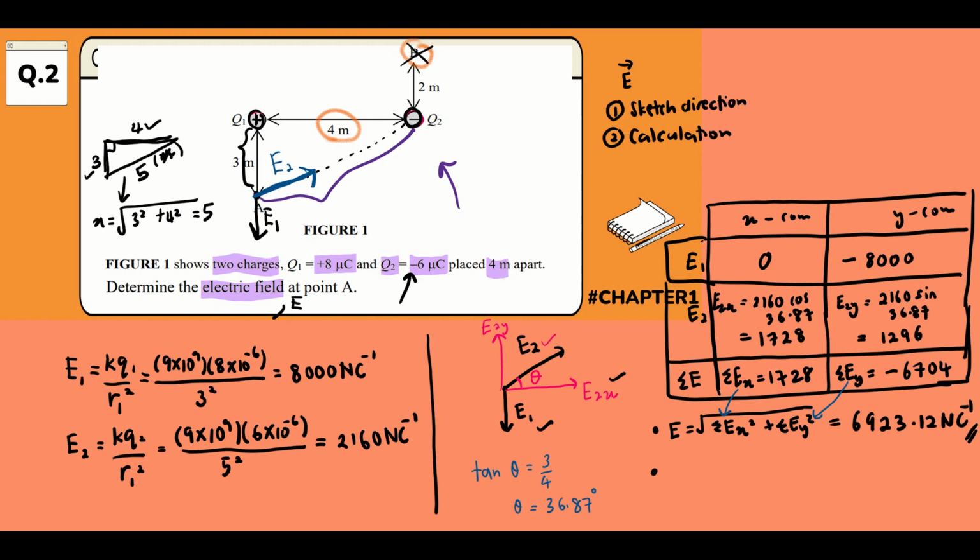And also you need to find the direction. For the direction, we are using tangent theta is equal to summation of Ey over summation of Ex. So theta is equal to, again, please substitute the values. You will get 75.55 degree. And you have to state the position: it is below the positive x axis.